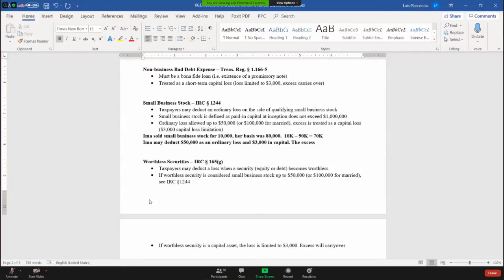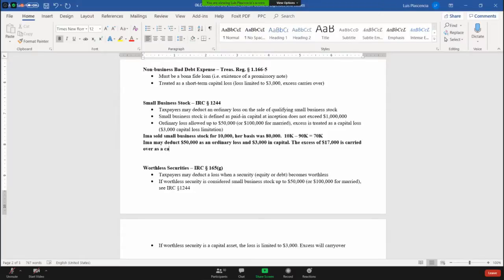Wait, math is off. So the excess of, yeah, my math is off today. How much is over? 17, you said? Yeah, 17 is carried over as a capital loss. So that's how that works.